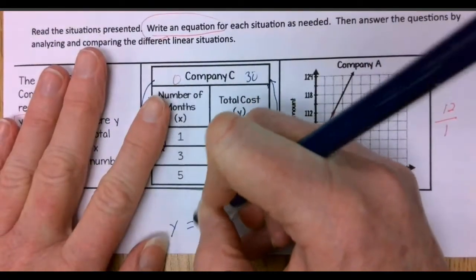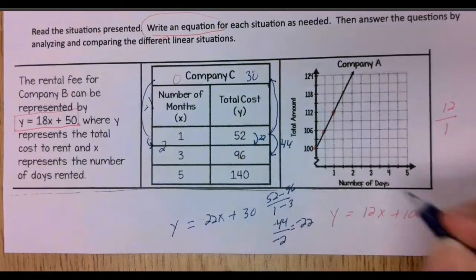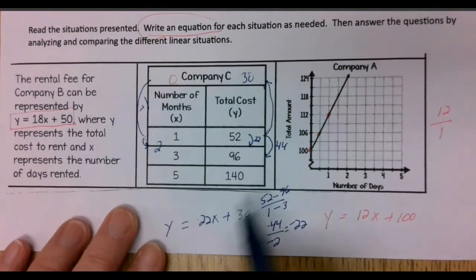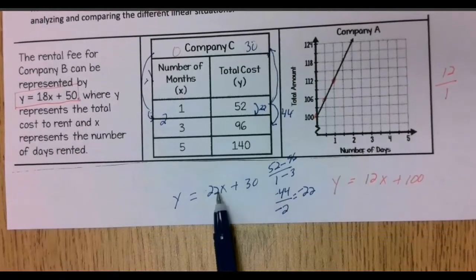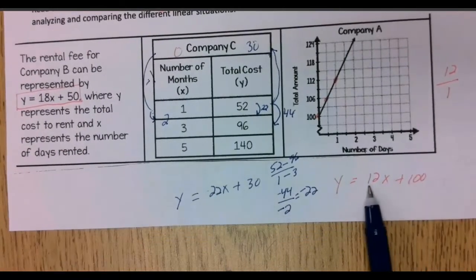$22. This is not a negative. This would have been a negative 2 right here. So that's where I screwed up. It's just 2. Sorry, messed up. So 30 to rent, $22 per day. 100 to rent, only $12 per day.